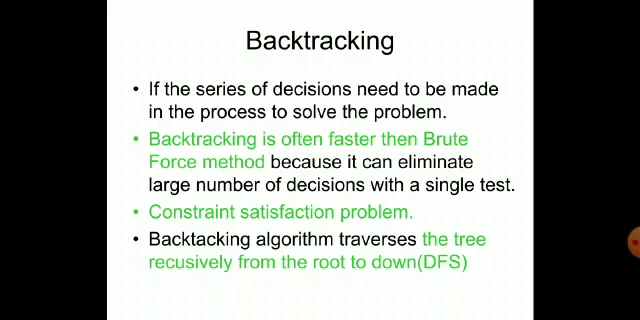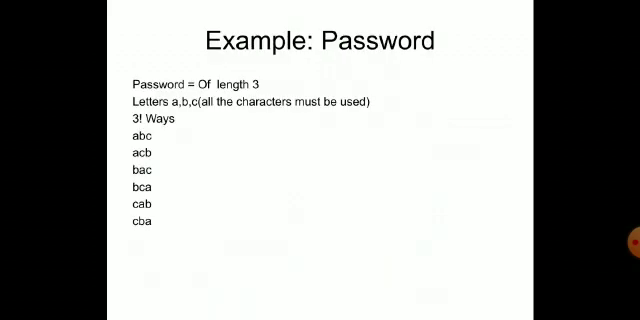Second point says backtracking is considered to be faster than the brute force method. So we are going to discuss this point with the help of one example. Under backtracking, the problems are going to be constraint satisfaction problems, and for backtracking algorithm, the state space tree will be generated to find out all possible solutions for the given problem. Now let us understand difference between backtracking and brute force approach.